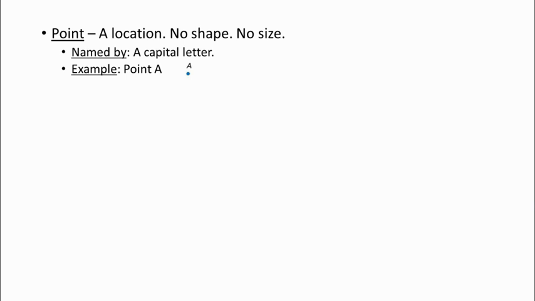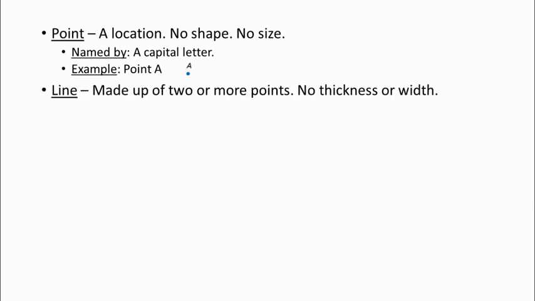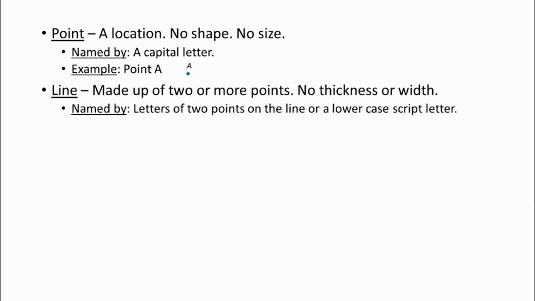That's it. All right. A line can be made up of two or more points, and it has no thickness or width. That's not really relevant, okay? A line will be named by letters of two of the points on that line, any 2 points. So if you had like 10 points on a line, you could choose any two of those 10 points on that line to name that line.